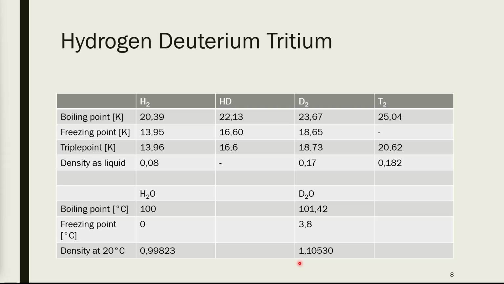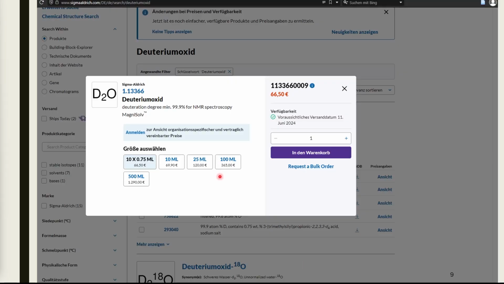But this is quite an expensive experiment. As you can see here, deuterium oxide costs around 2,300 euros per liter. So a really expensive experiment. But you need it for, for example, NMR analysis.